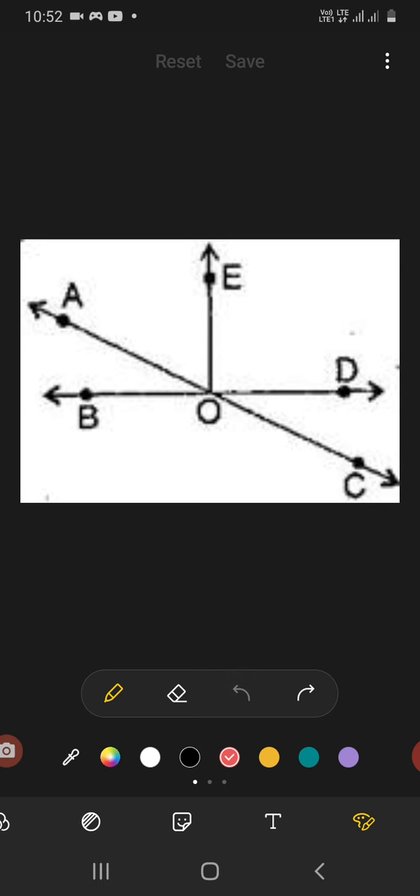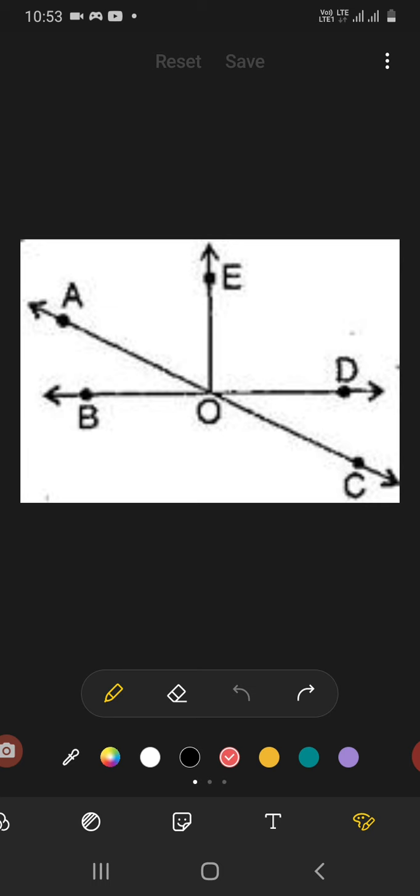Now, next question number 2: adjacent and complementary angles. Adjacent means what? Which have a common vertex, common arm. And complementary means the sum of the angles is 90 degrees. That means adjacent complementary means which have a common vertex and common arm and the sum of the angles is 90 degrees.